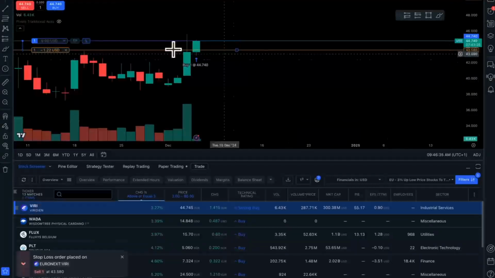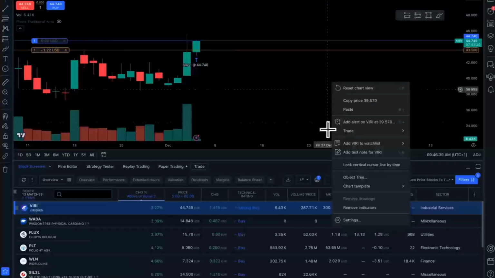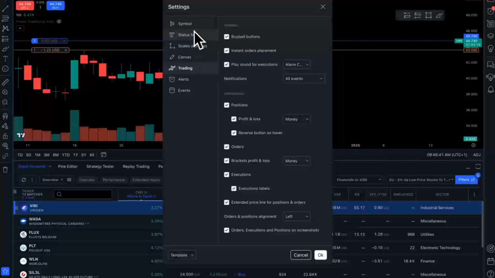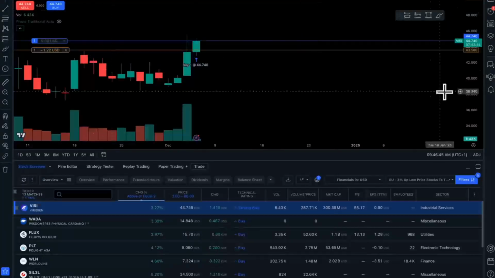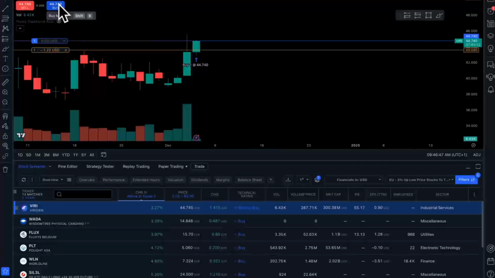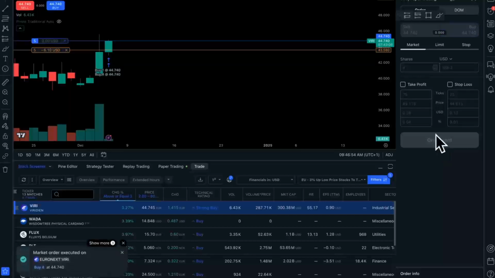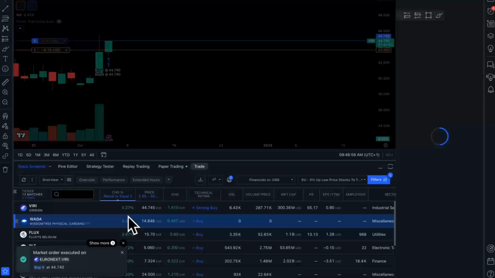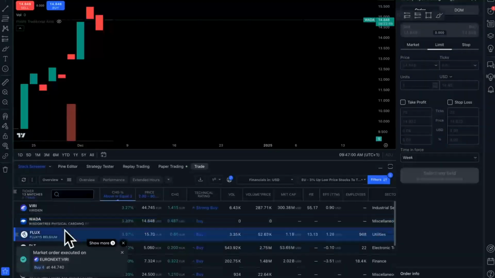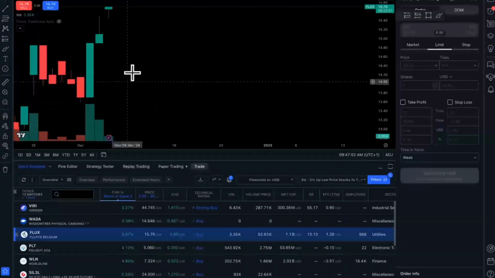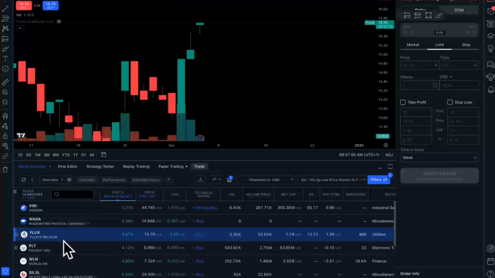And what we'll do also is, I think I'll turn instant order placement off. Trading instant orders placement, turn that off. And then if we look at the buy, we'll do 4 more shares. So do that. 44.70. So that's that one there. And we'll just monitor that. That's a no. That's gapped up, so it's a no.